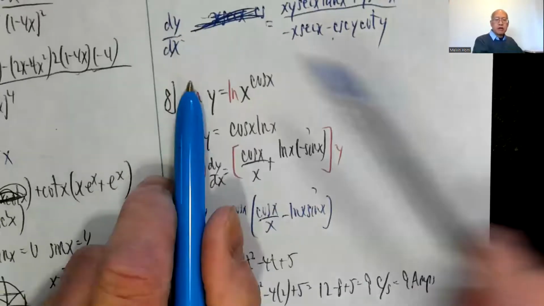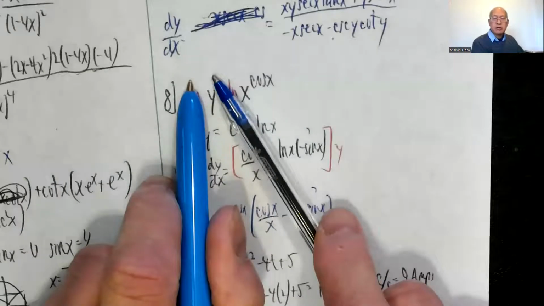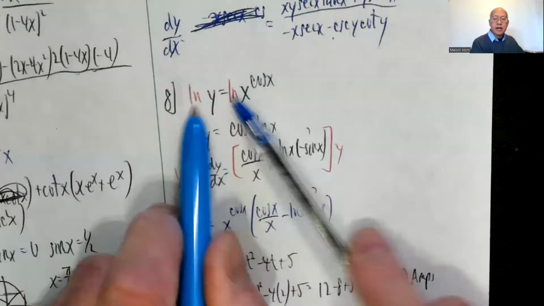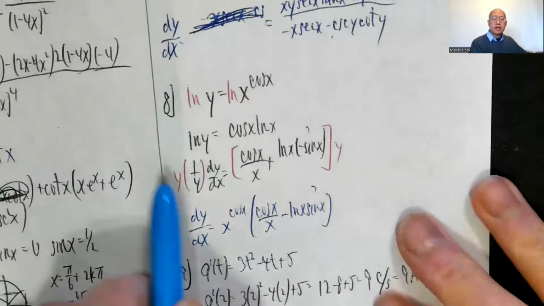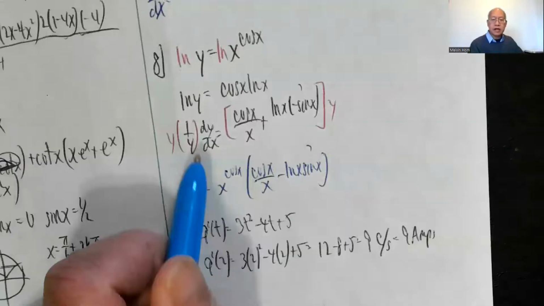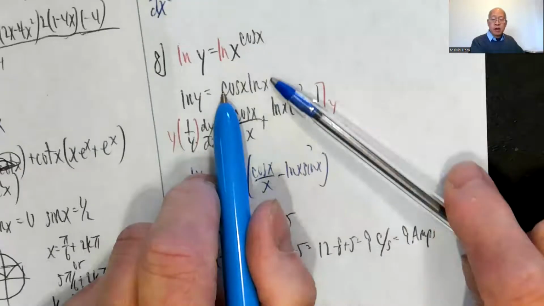Number 8, logarithmic differentiation. y equals x to the cosine x. Take the natural log of both sides. That lets the cosine x come down. Differentiate implicitly. The left-hand side is 1 over y dy/dx. That never changes. The right-hand side is a product rule.